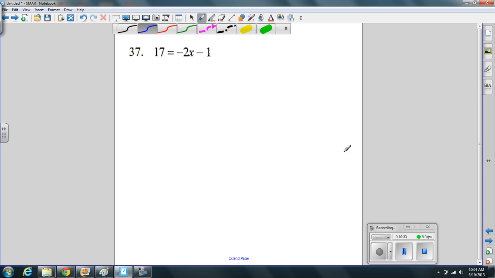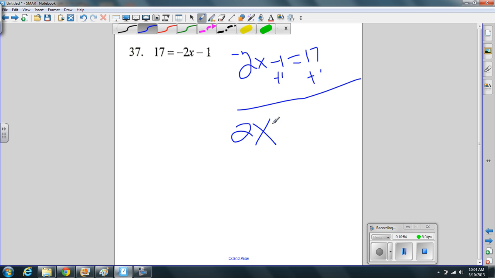37. We have again a two-step equation. Some of you like to rewrite the problem with the answer over to the right. So you can write it as negative 2x minus 1 equals 17. Let's work backwards by adding 1 to both sides. So negative 2x is equal to 18. We divide both sides by negative 2 because the opposite of times is divide. X is equal to negative 9.